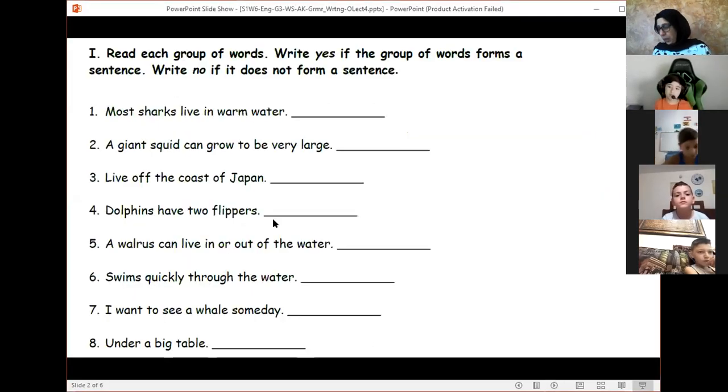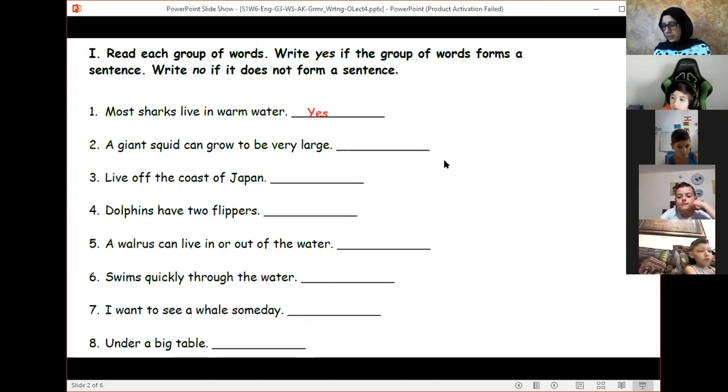Okay, so now I will ask Majd. Yalla Majd. All we have to do is just write yes or no. Yes if it's a sentence, no if it doesn't make a sentence. Number 1. Most sharks live in warm water. Is it a sentence or no? Yes, it is a sentence.